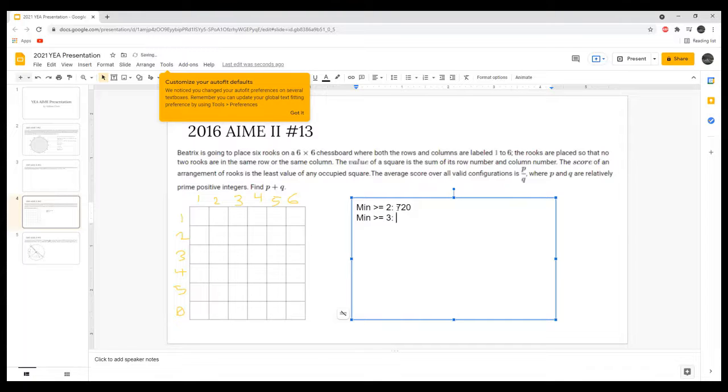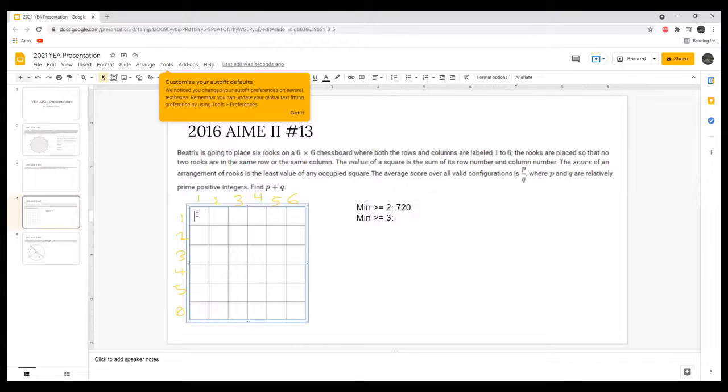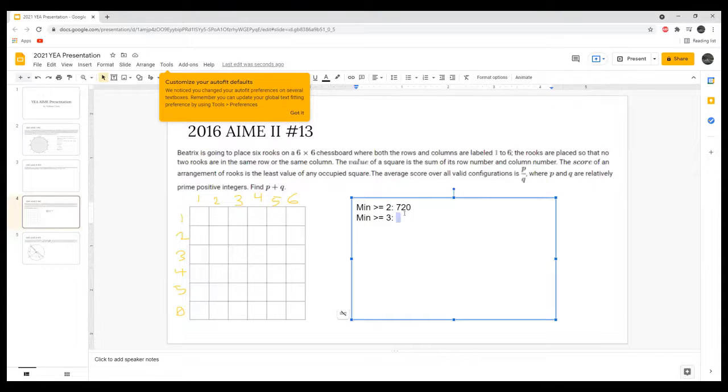So the number of configurations in which the score is at least 3 is just equal to 720 minus the amount that has a score of 2. And the only way you could have a score of 2 is if you have a rook right there, and the probability of that happening is 1/6. So then it would be 720 times 5/6, which is equal to 600. Now, as we go to 4, 5, 6, or 7, it does start getting a lot harder.